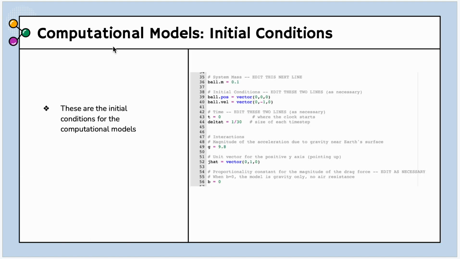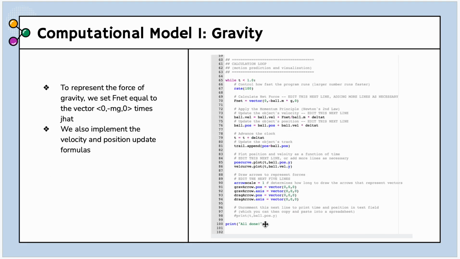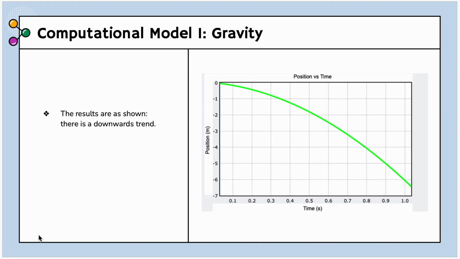And this is our computational model, our initial conditions. The mass of the crumpled piece of paper is 0.1, delta t is 1/30 because of the number of frames, g is 9.8, and b for our first computational model is set to 0, since we're only looking at gravity and no air resistance or drag. And this is our code for gravity. We set Fnet equal to j hat times negative mg, and we're also implementing the velocity and position update formulas. Here's the result of that. It's very similar to the tracker trend.